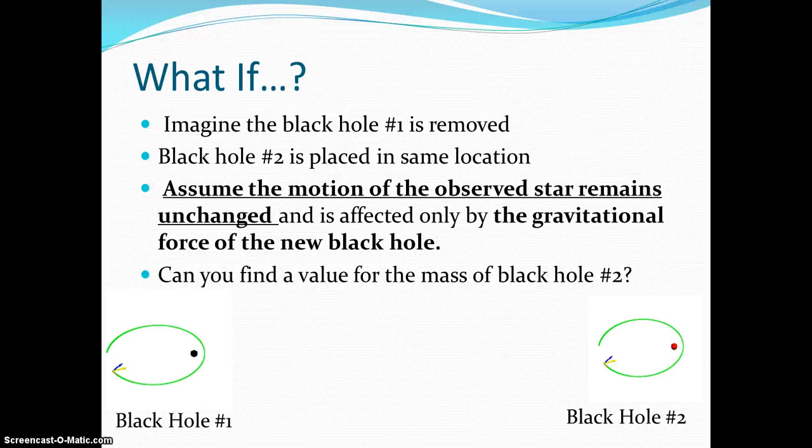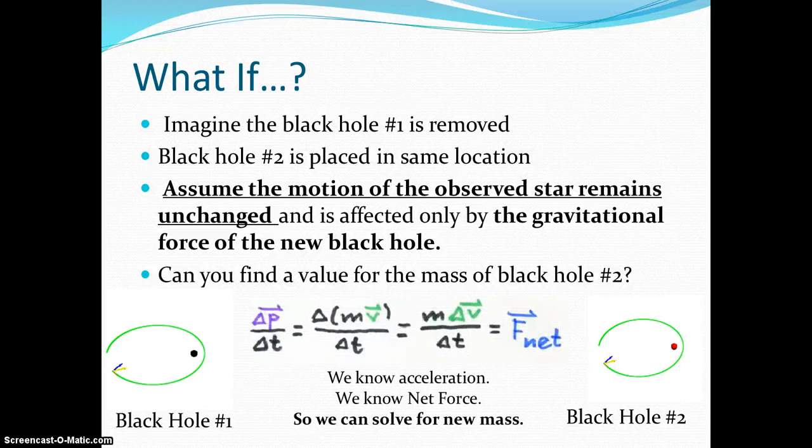So let's take another question. Let's imagine that we took out the first black hole and we put in a different black hole, and we're going to assume that the motion of the observed star remains unchanged and is affected only by the gravitational force of the new black hole. So could we find the mass of the new black hole? Well, the answer is yes.